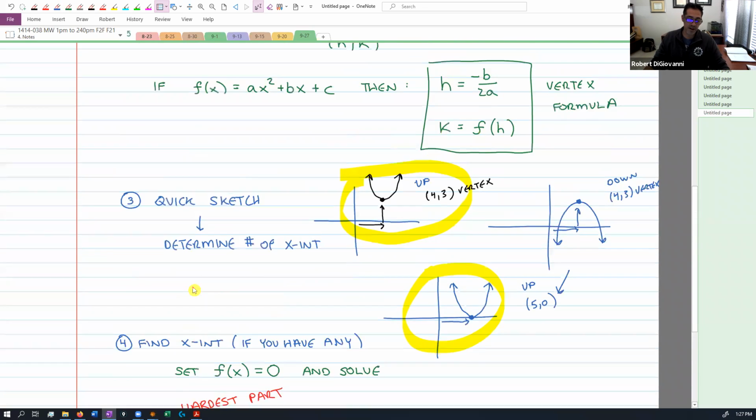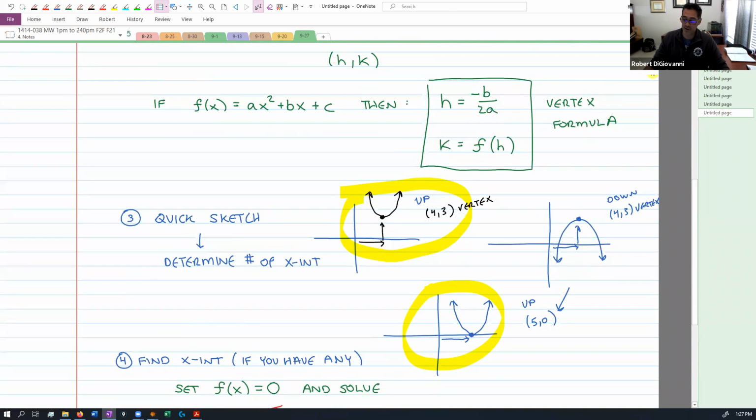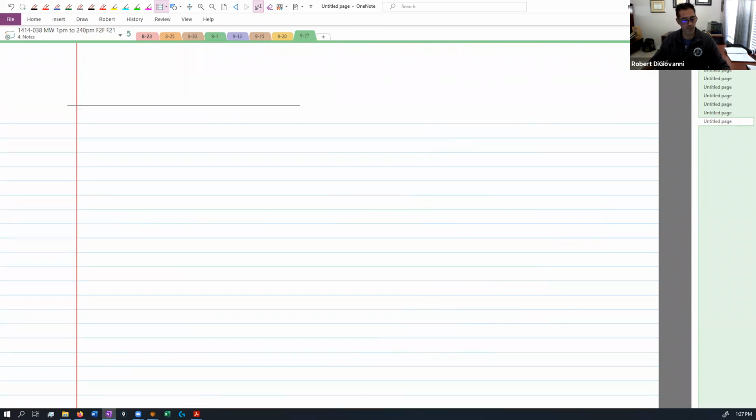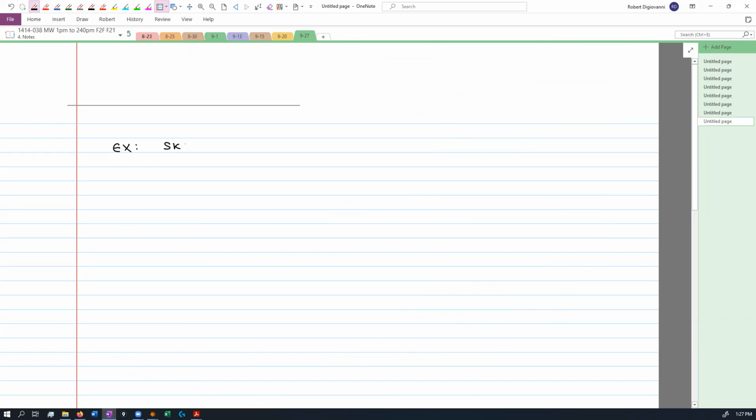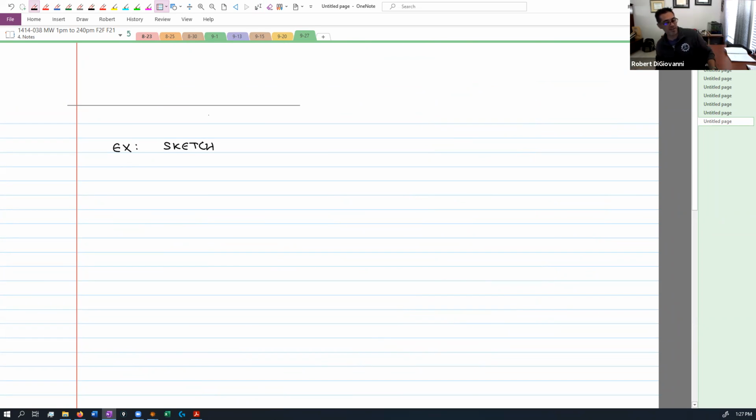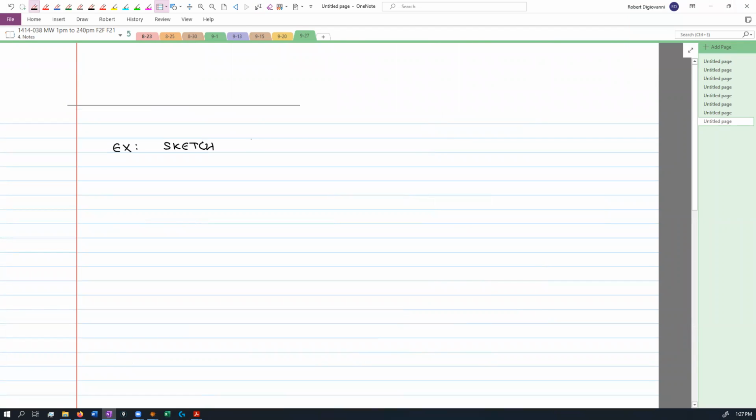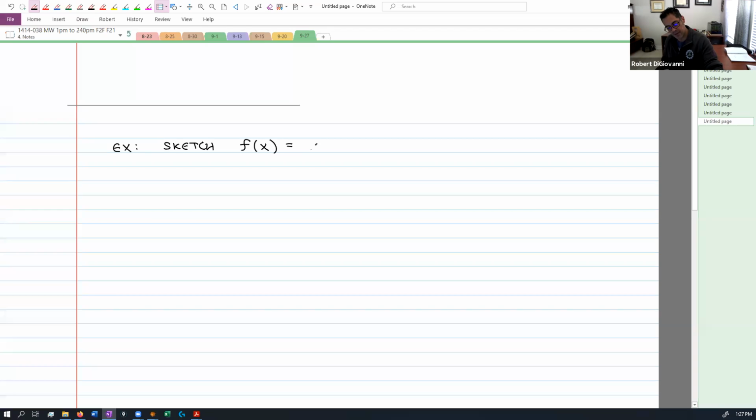So these are the 6 steps that I'm going to follow, and I think it's time for us to do some examples. Okay, first example. What was the last step? Sketch. The last step is to sketch. So sketch the function f of x equals, let's start easy, okay?